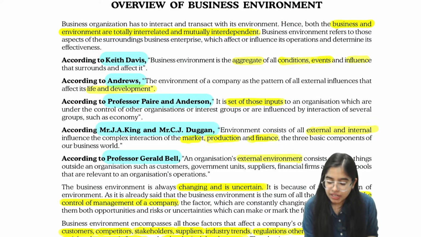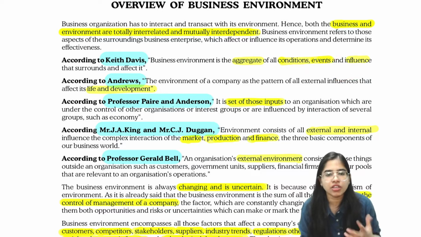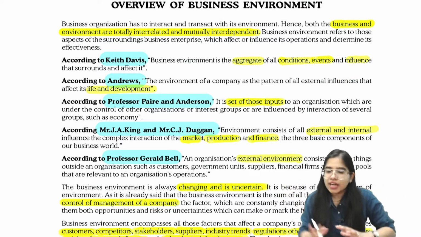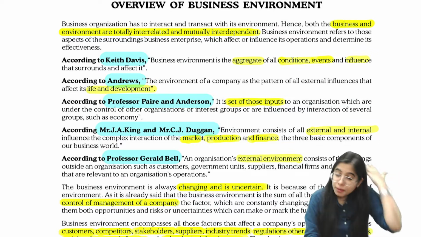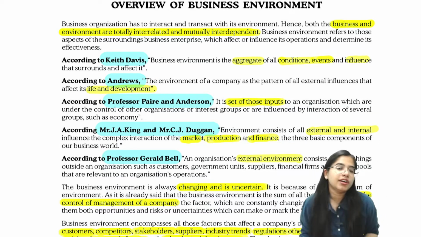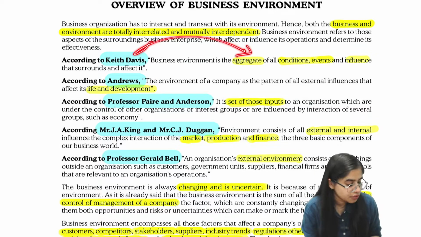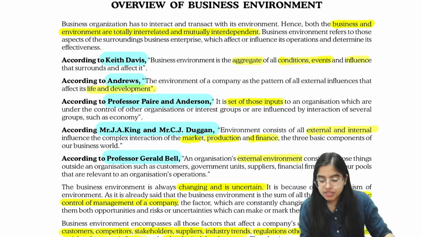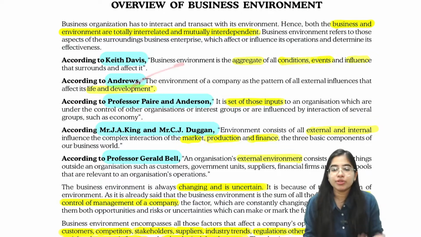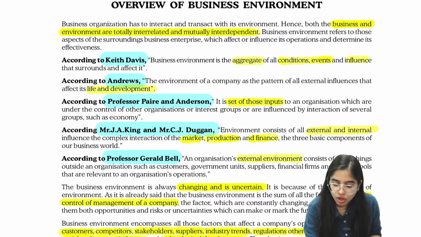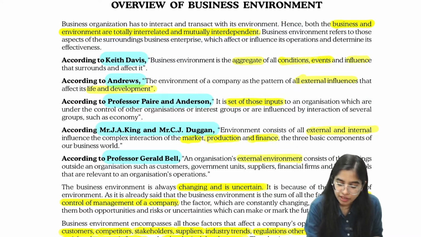Keith Davis said that it is the aggregate, meaning the total of all the conditions, events and influences that surround our business. The concept is the same; all these great people have given different definitions. Andrew gave one definition, that these are all the external influences that affect your life and development.